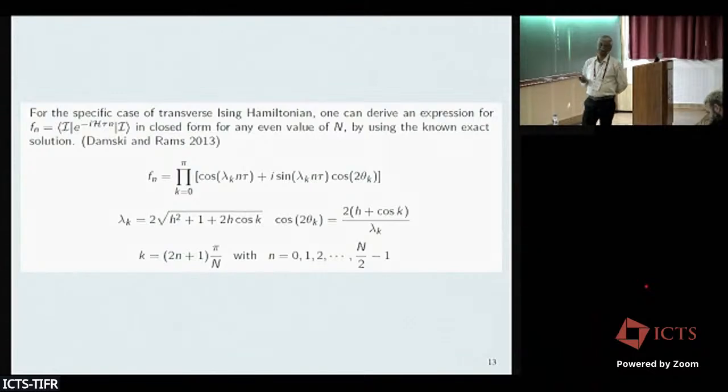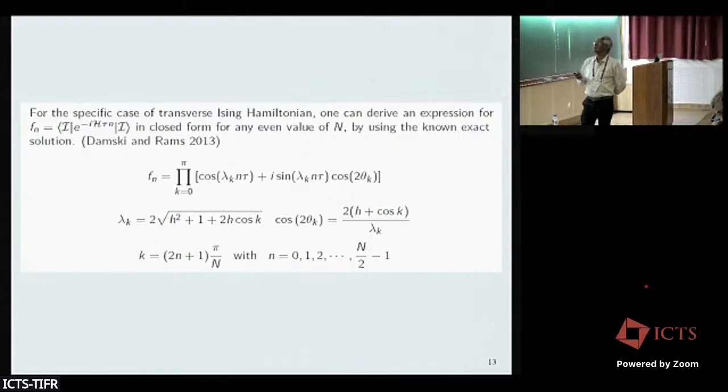So one can, it's just simple algebra. One can find that Fn is actually a product over some wave vectors, k equal to 0 to n. And there are n by 2 such wave vectors, which are spaced by pi by n and which are odd multiples of pi by n. So this is a product over k values.